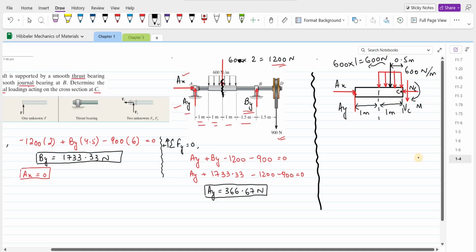So this is our free body diagram. Now we can apply our equations of equilibrium. So my first equation would be for the normal force NC. So my first equation is summation of forces in x direction equals to 0. I am considering right hand side as positive. So we have AX minus NC equals to 0. Since AX is 0, NC is also 0. So this is our first answer.